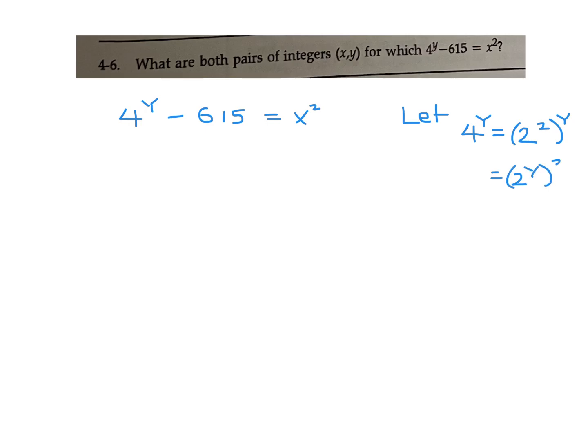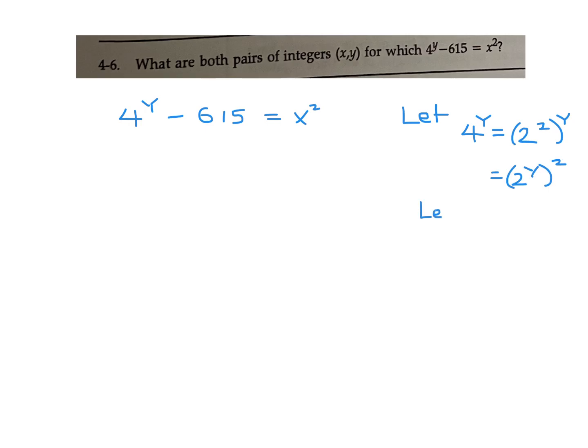What are both pairs of integers x, y for which 4 to the power of y minus 615 is equal to x squared? Okay. All right, well, we have this 4 to the power of y minus 615, and this is equal to x squared. So I think I want to make a substitution. Let me just fiddle around with this first. This is 2 squared to the power of y, right? So if I interchange it, it will be 2 to the y, squared.